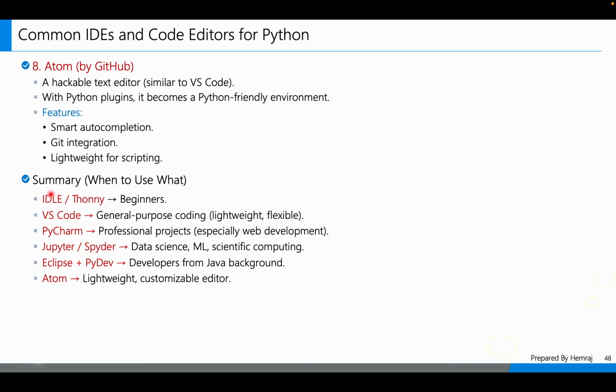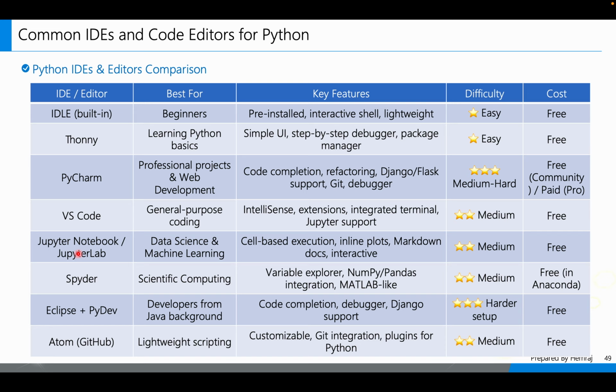IDLE is installed by default with Python. No need to install it separately. And Thonny, right? VS Code is used for coding purposes. PyCharm for professional projects and web development, Jupyter and Spyder for data science, machine learning, and scientific computing. Generally, Jupyter Notebook will be used for maximum professional use, Jupyter Notebook for data science and machine learning. It depends upon you which will be used, right? But Jupyter is the most used, right? So these are the common Python IDEs, or you can say code editors, right?